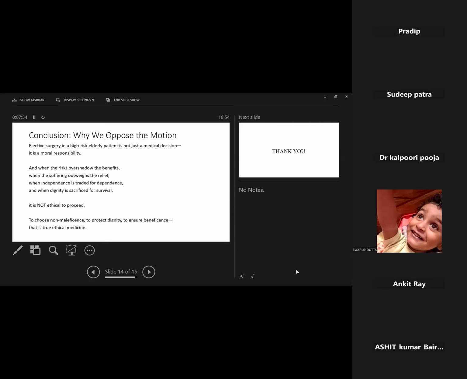Conclusion: why we oppose the motion? Elective surgery in a high-risk elderly patient is not just a medical decision, it is a moral responsibility. And when the risks overshadow the benefits, when the suffering outweighs the relief, when independence is traded for dependence, and when dignity is sacrificed for survival, it is not ethical to proceed. To choose non-maleficence to protect dignity, to ensure beneficence, that is true ethical medicine.